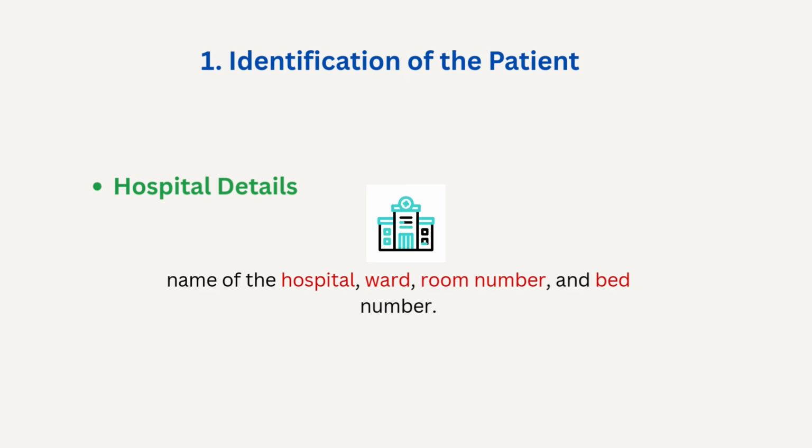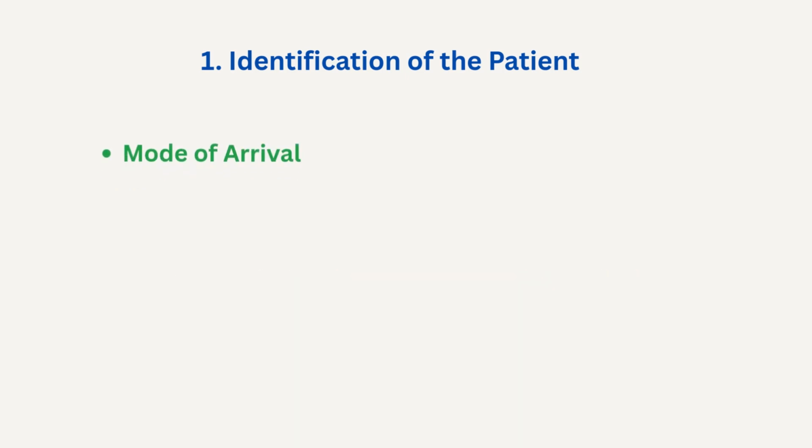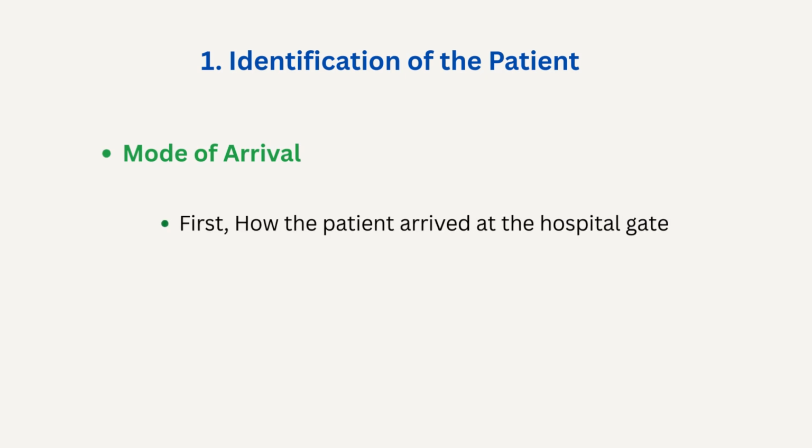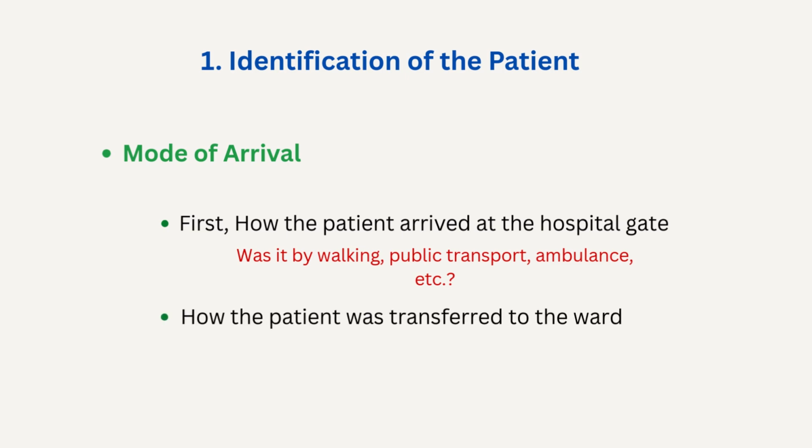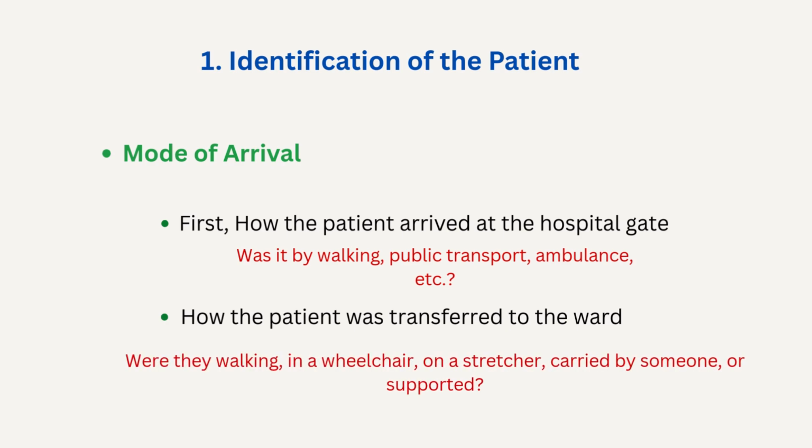Another identification part is mode of arrival. This has two parts. First, how the patient arrived at the hospital gate. Was it by walking, public transport, ambulance, etc.? Then, how the patient was transferred to the ward. Were they walking, in a wheelchair, on a stretcher, carried by someone, or supported? These details can reflect the severity of the patient's condition upon arrival.